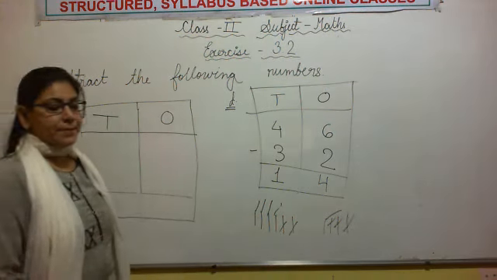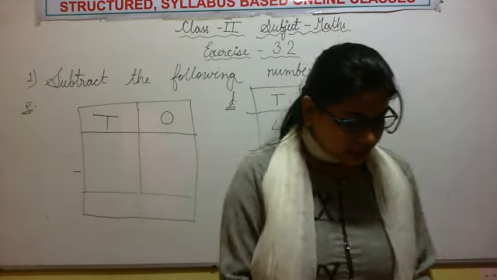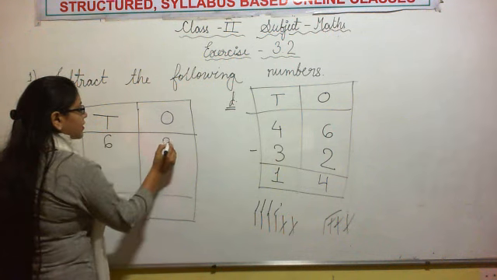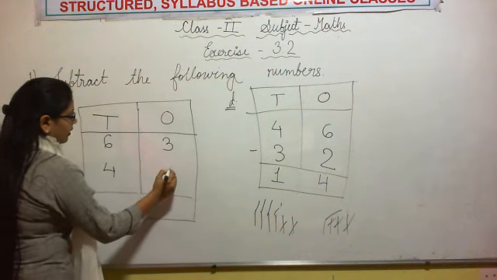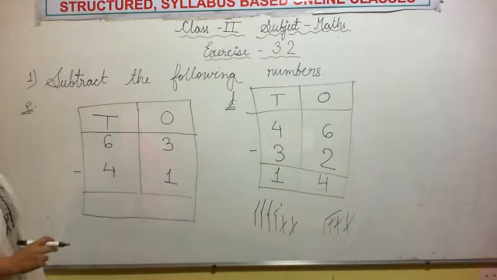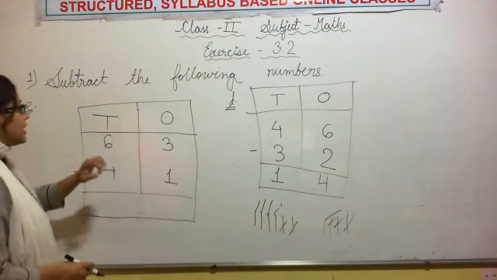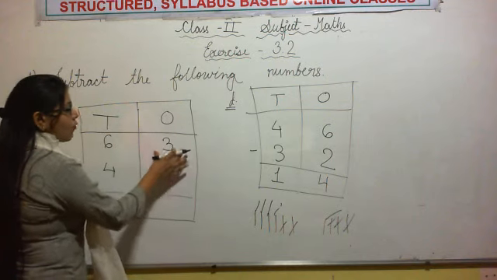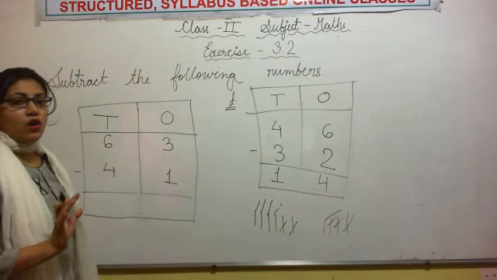Part E. 63 minus 41. See, writing of places is mandatory and important. So, write tens and ones both the places. Then write both the numbers 63, 41, ones below ones and tens below tens.